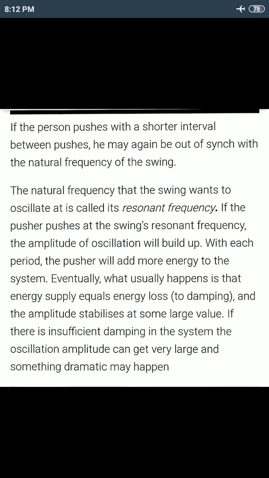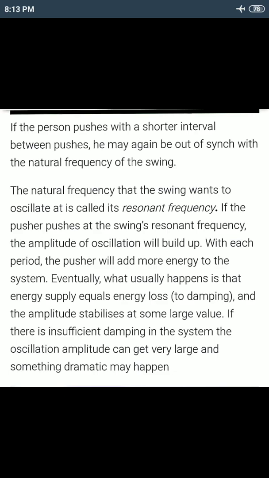The natural frequency at which the swing wants to oscillate is called the resonant frequency. So resonant oscillation, or resonance, is a particular case of forced oscillation, because the pusher pushes, and whenever he pushes, he applies an external force. These are two types of cases: a very short interval of time and a long interval of time. Both are included in forced oscillation.